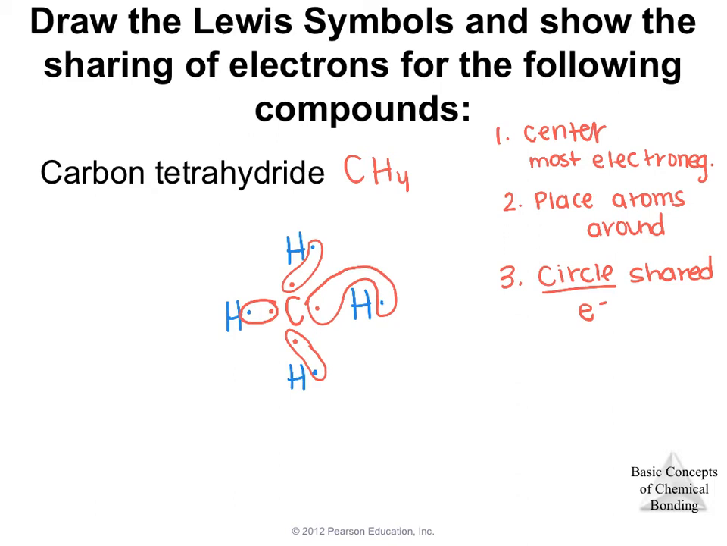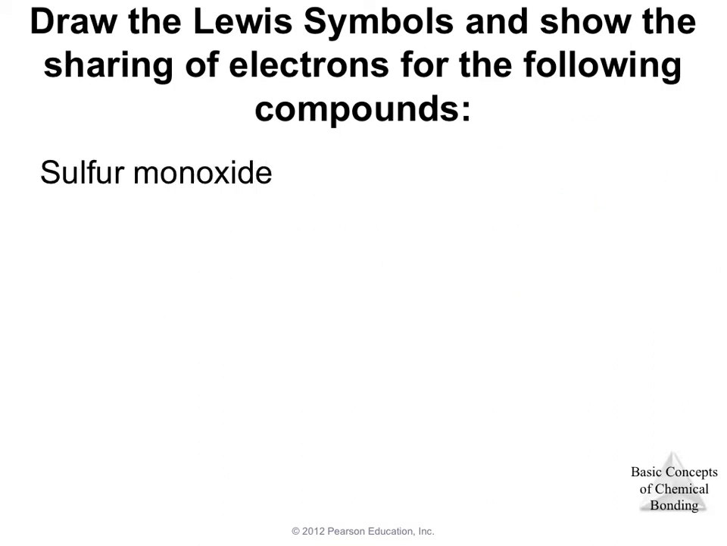So each circle is 2 electrons. So carbon has 1, 2, 3, 4 circles around it, which is 8 electrons. And each hydrogen has 1 circle attached to it. And hydrogen is happy with 2 electrons. It's such a small atom. Okay, so let's follow this process one more time together, and then you guys are going to practice it.